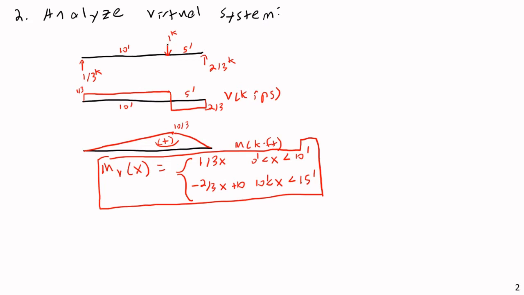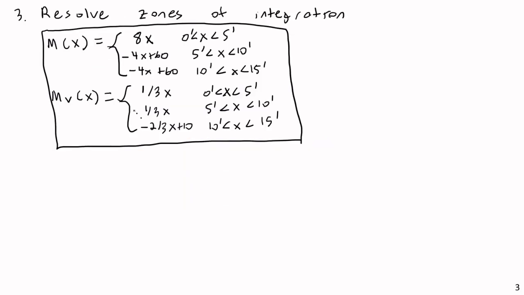Here I wanted to find a deflection at point C, so I applied a 1 kip, or unit, load at point C. Then I went through your standard static analysis and found the moment functions for the virtual load, so that's the MV, my virtual moment. Next, I resolved the zones of integration.